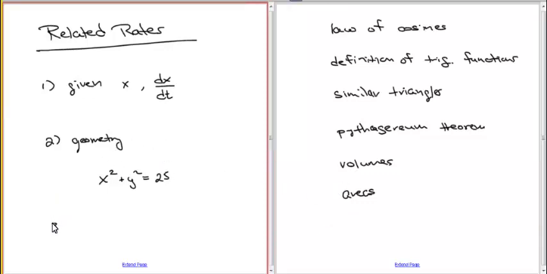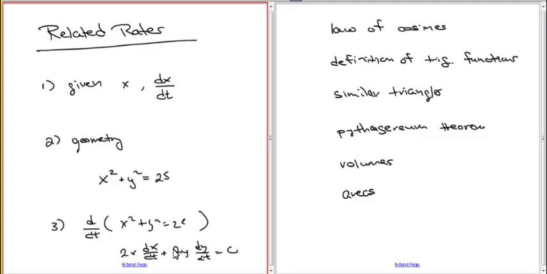So you have the geometry. Then what you do is you take the derivative with respect to time of the geometric relationship. Because all these are geometry, and this is time, you have to use implicit differentiation on all the terms that are in here. So for example, this one, you get 2x dx/dt plus 2y dy/dt is equal to 0.